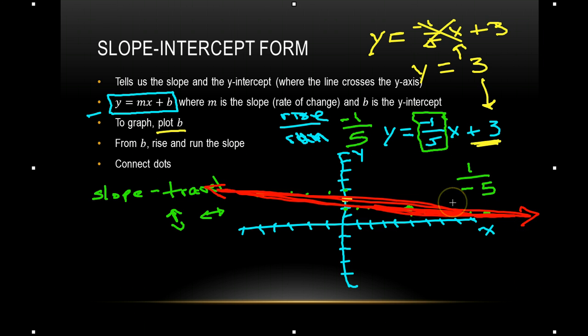So when the equation is in slope-intercept form, it's really easy to identify what's the slope and what's the y-intercept. The slope is the number in front of x, and the y-intercept is the number by itself, when y is all by itself.